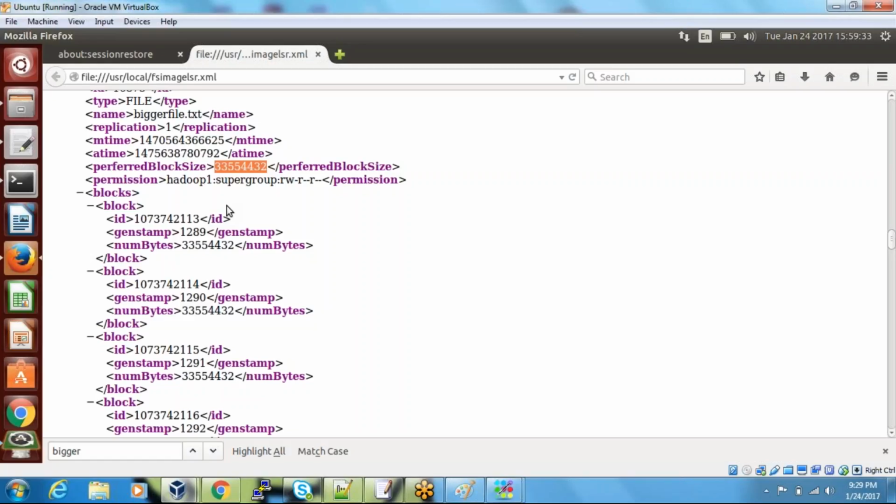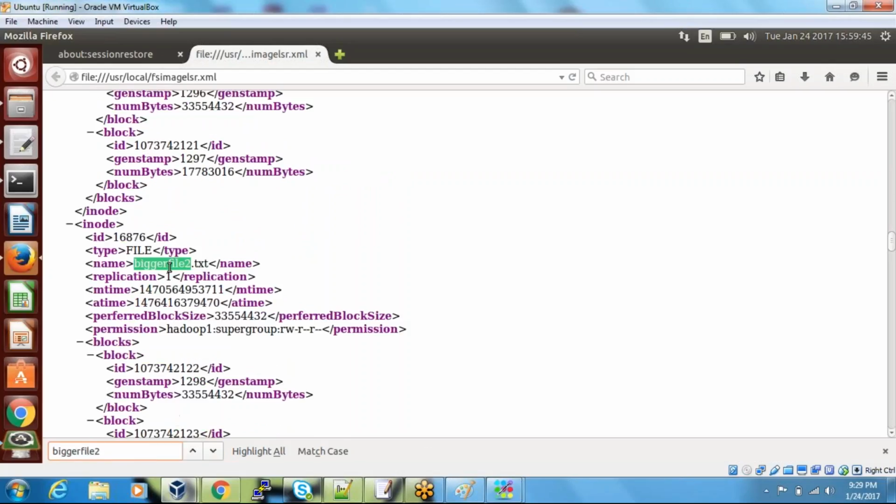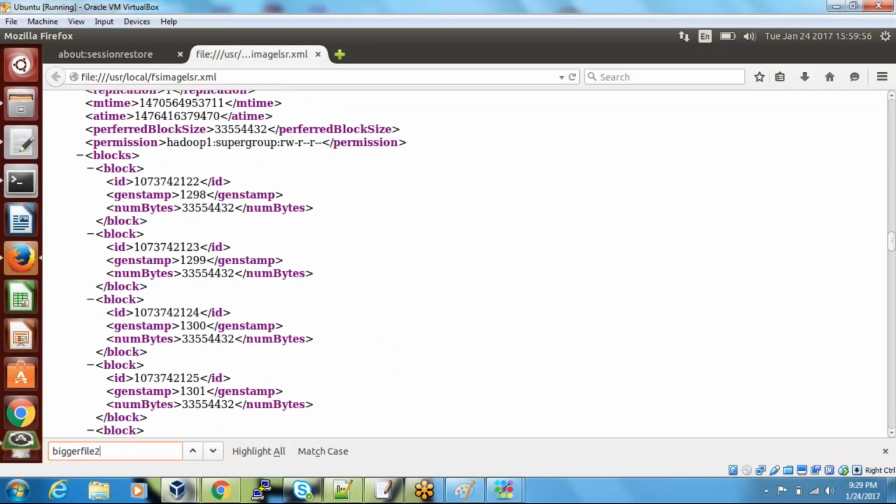Okay, let me show you that. This is the bigger file I'm talking about, right? You are saying there is something called bigger file 1. I should have it, but bigger file 1 is not there. I have something called bigger file 2. Is that XML file modified? No, a new inode entry is there, right? Yes, so the new entry will be added. The existing will not be changed.